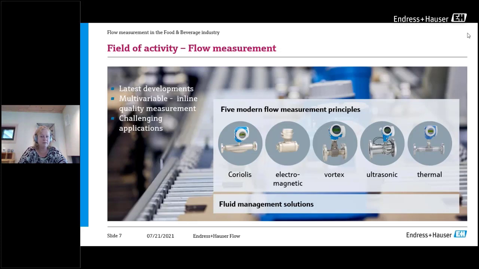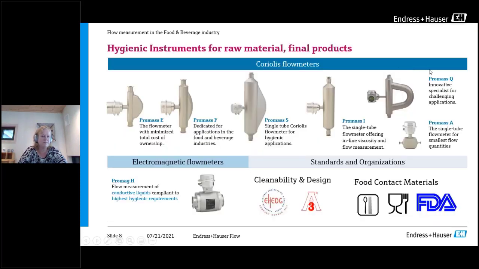And then I'd like to, next please, Ron. Yeah, I'd like to show you a little bit of an overview of the hygienic instruments. As I mentioned, Coriolis and mag meters are the 2 most used principles in food, especially in the main processes, for the main products, whether it's raw material, intermediate, or final product measurements. A lot of these processes are of course hygienic and have different requirements and hygienic design.